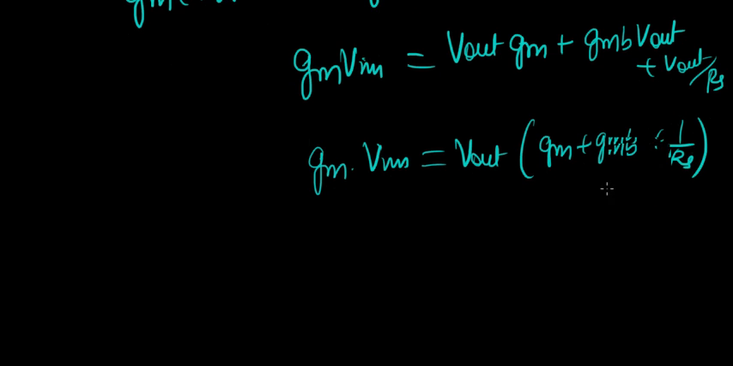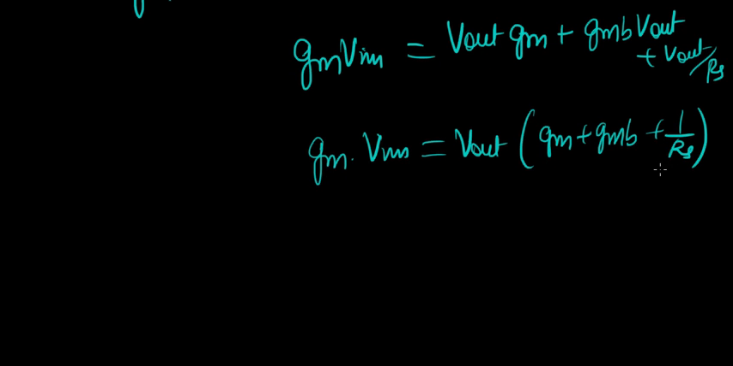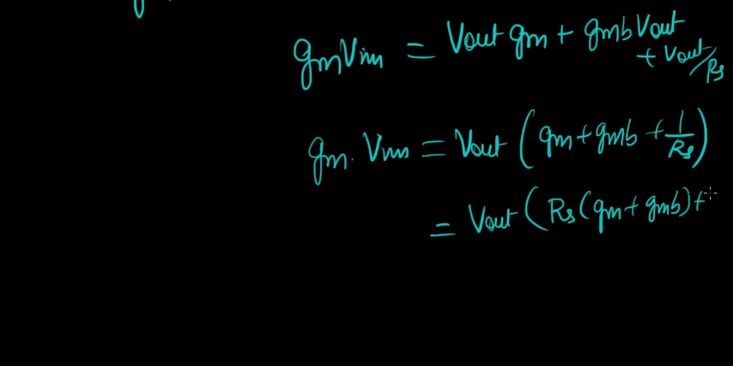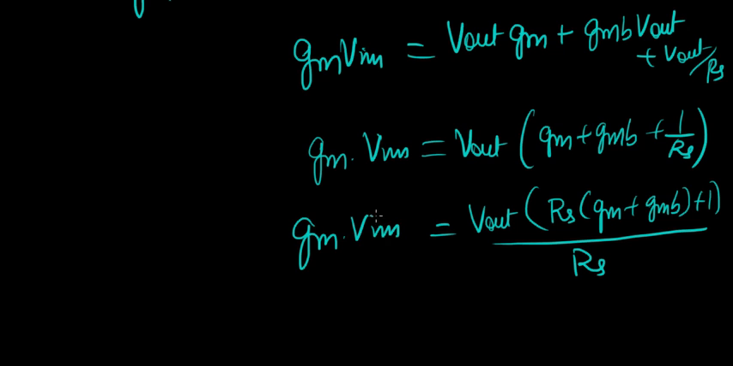Alrighty, so just rearranging and taking the LCM here, not a big deal at all. So V out is Rs times (GM plus GMB plus 1 over Rs), right? And here we have GM V in as usual.